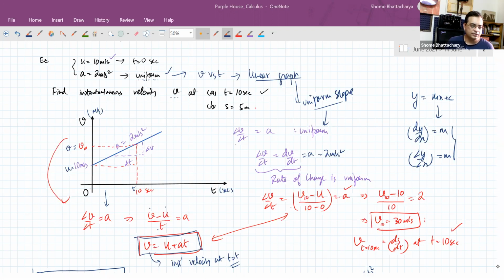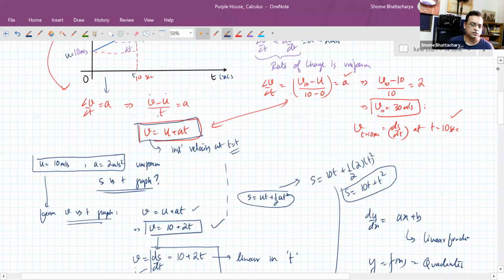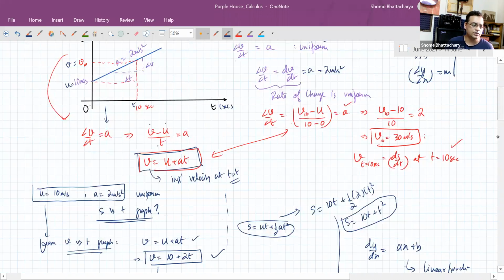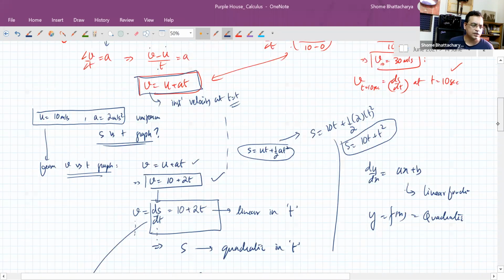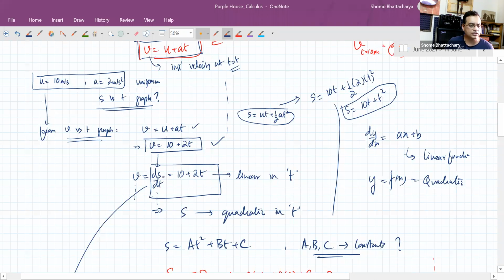Now we were seeing what the relationship is between the displacement versus time graph and the instantaneous velocity. What we understood is that without using any formulae, if you use the definition, instantaneous velocity is the rate of change of displacement with respect to time, so it is ds by dt. From that graph above, we got that v is equal to u plus at, or in this case, v is equal to 10 plus 2t. So what can we say about s? We have got v as 10 plus 2t as a fact from the graph, so the instantaneous rate of change ds by dt is 10 plus 2t.